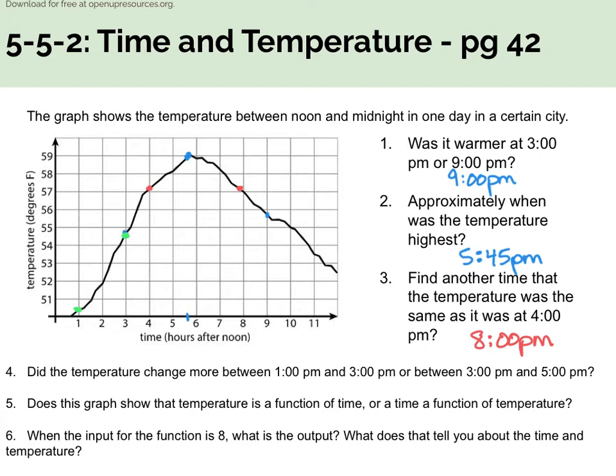And then 3 to 5. So 3's here, 5 is there. So it starts at 54.5, goes up to about 58. So which one does the temperature change more, which one is greater? That would be between 1 o'clock and 3 o'clock.